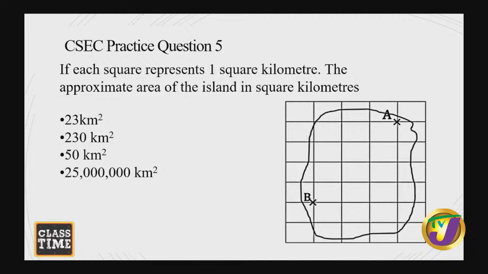It is important to understand that in this case, 1 square kilometer, that's one of those little squares, will have dimensions 1 kilometer by 1 kilometer. So when we count all of those, our answer would be 23 square kilometers.